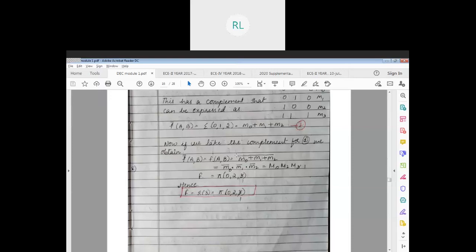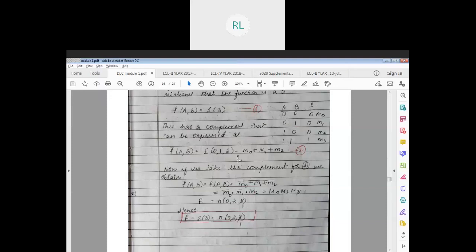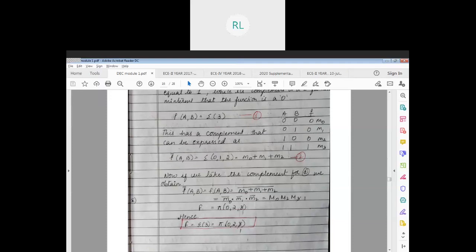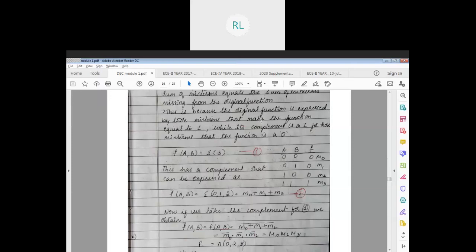Yes, Bhargav, I will repeat the concept again. So I think you have understood till this concept, right? How this function of a, b is equal to summation 3, what it is trying to say. Till here, is it clear? Till equation 1 it's clear. Okay, fine, no problem.